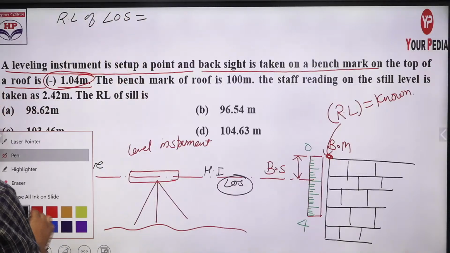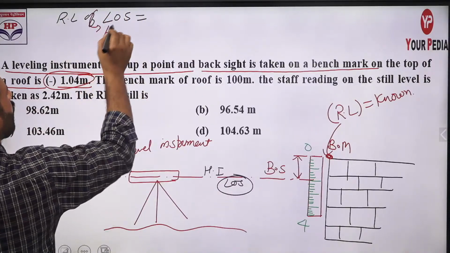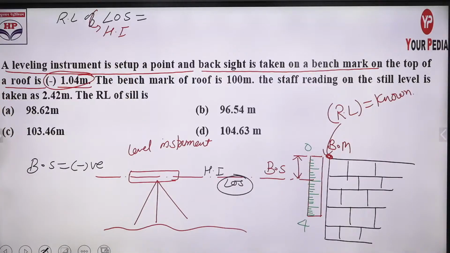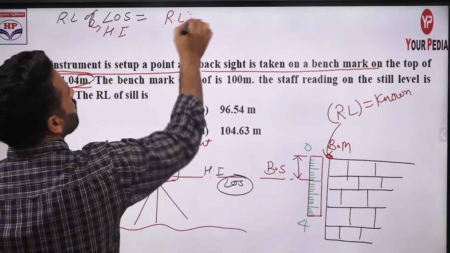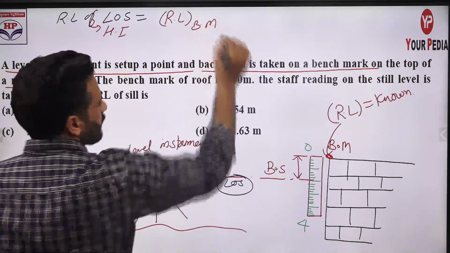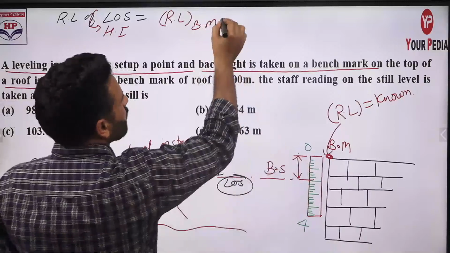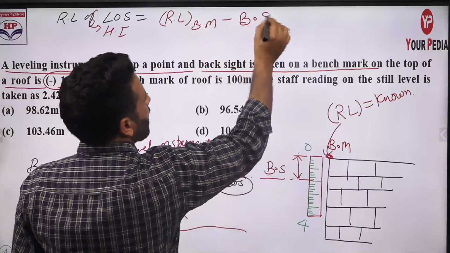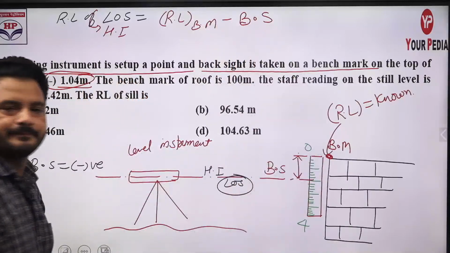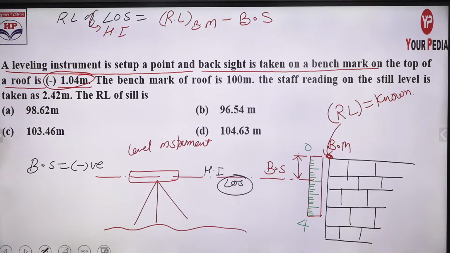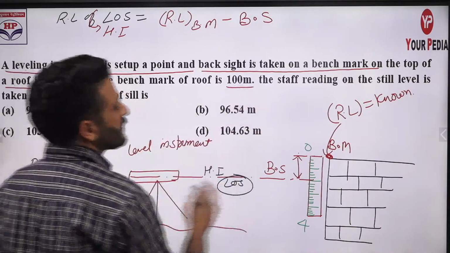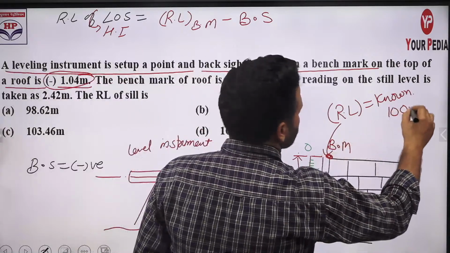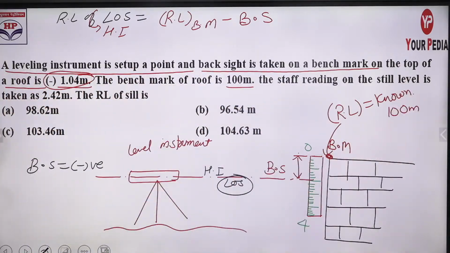RL of line of sight is nothing but your height of instrument, HI in small abbreviation. So what will be the height of instrument guys? At this point you have the RL, the RL of benchmark. Just subtract the staff reading, the back side, and you will get the RL of this line. Simply. Now the benchmark of roof is 100 meters. I will place the value after doing the generalized formula calculation.